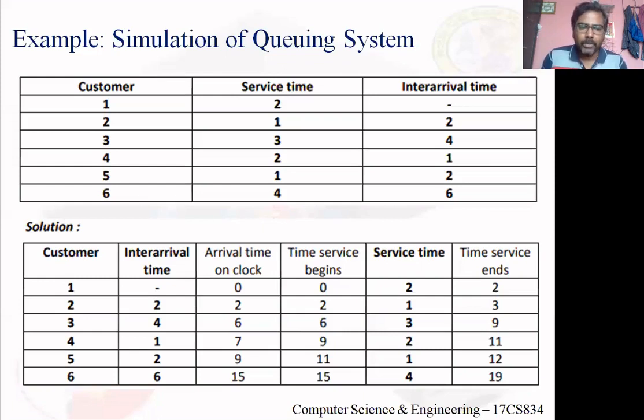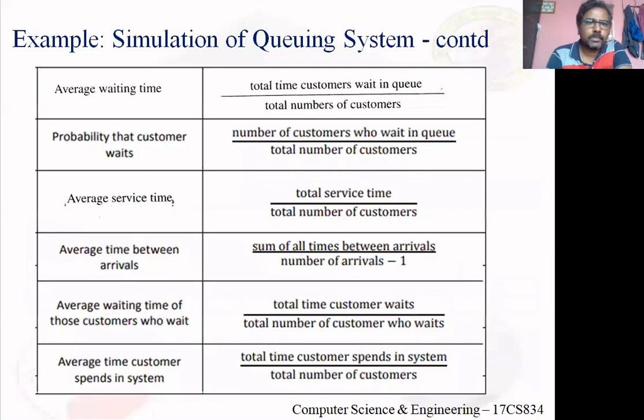But waiting time for customers 4 and 5 are 2 minutes. 9 minus 7, that is 2. 11 minus 9, 2. So now you have waiting time of all the customers, right? All 6 customers. You sum it, divide by 6, that is average waiting time. See here, average waiting time is total time customers wait in a queue divided by total number of customers.